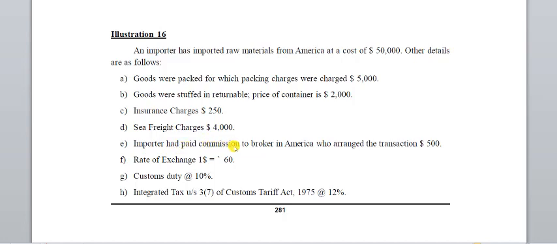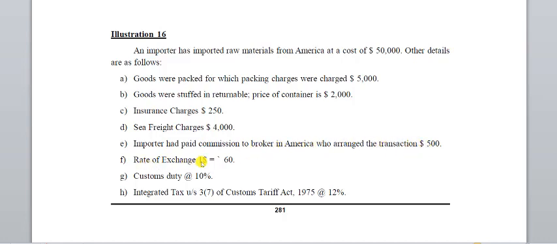Importer had paid commission to a broker in America who had arranged the transaction, $500. Very important is the word importer here. Who is paying the commission? Importer. And what do we call that commission? Yes, buying commission. So whenever they have given buying commission, we'll have to ignore that particular data. So this will not be taken into consideration.